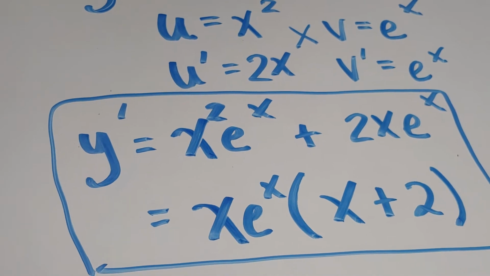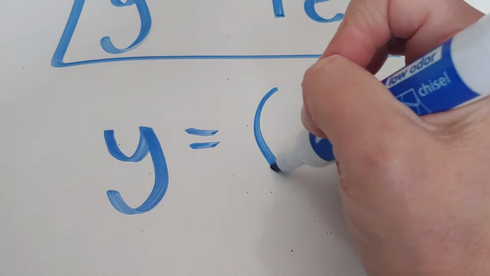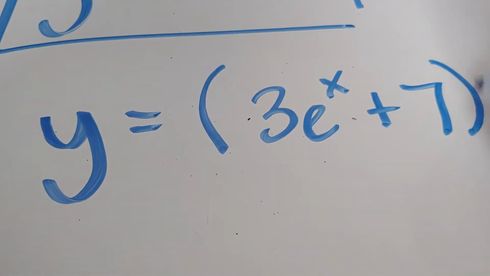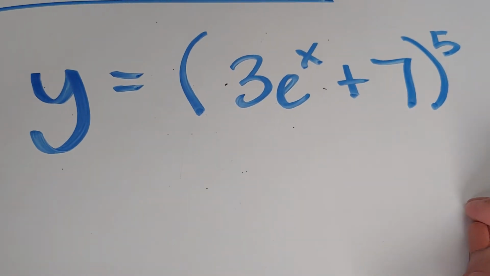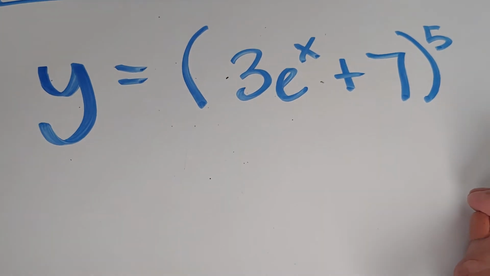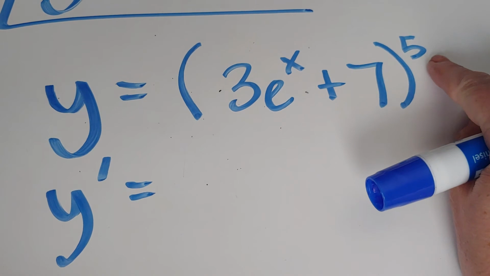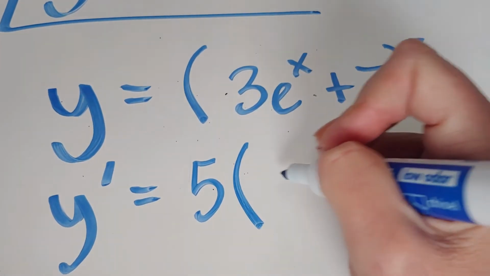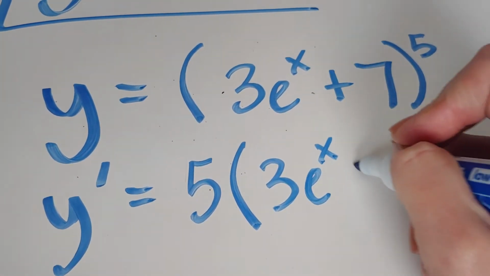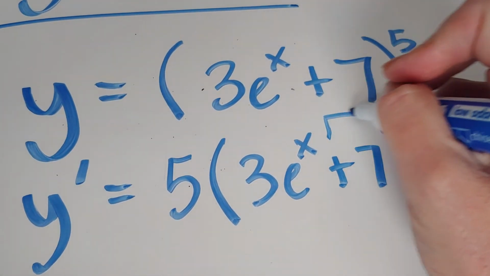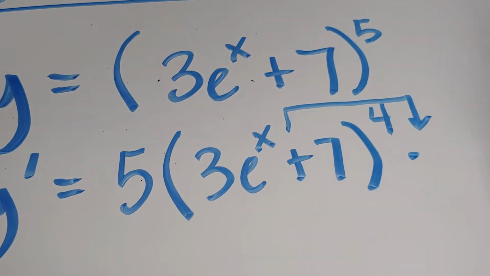We're going to do one last example that involves chain rule. So if I had y equals, how about (3e to the x plus 7) all to the fifth? Okay, so (3e to the x plus 7) all to the fifth. Well, chain rule says I take the derivative of the outside, which is the power. So the 5 will come down. We leave the inside alone. Drop that to an exponent of 4, and then we tag on the derivative of the inside.